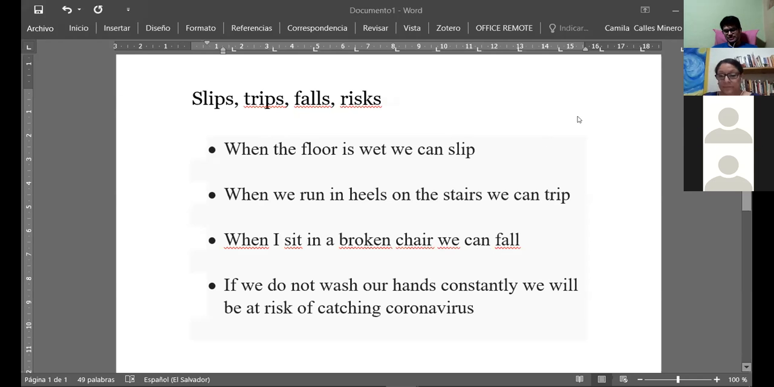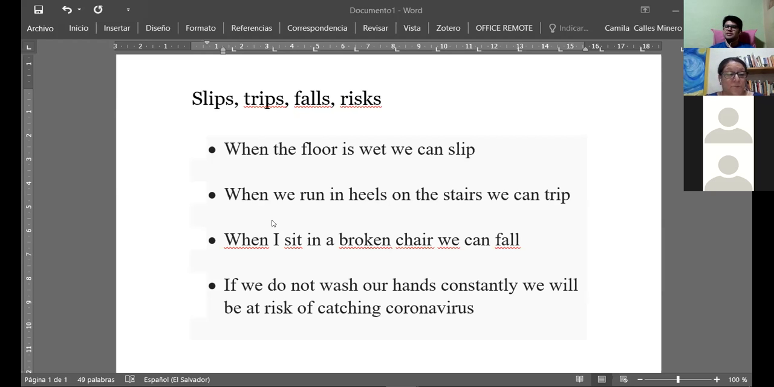The first one is slips. This is when the floor is wet, we can slip. This is the most common example. Yeah, it's the most common, and I think it's the most important. So yeah, we have to be careful, because there are many accidents when the floor is wet. And this is the first example. The other one, Camila is going to explain.